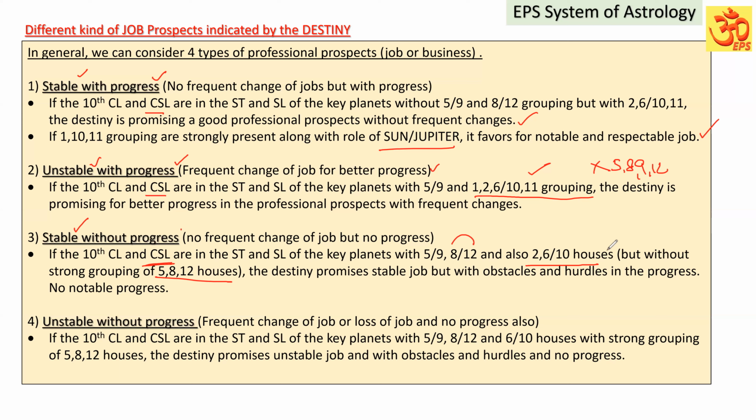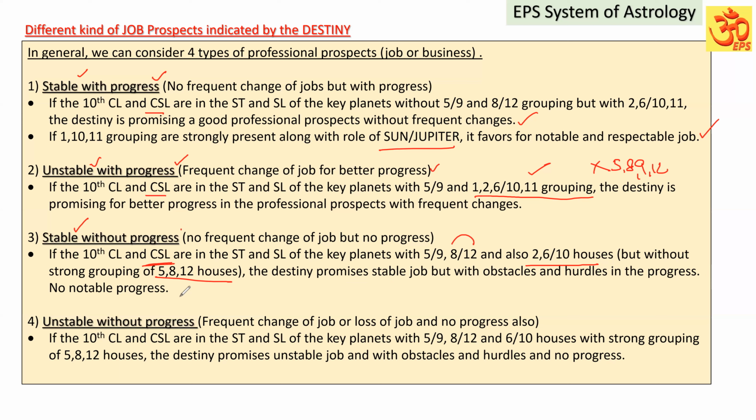So what does it mean? The 10th cuspal sublord will not have an unfavorable grouping, and it will have some favorable grouping, but not very strong. Stability will be there because of the absence of the unfavorable grouping, and progress will not be there because the strong favorable grouping is absent. The destiny promises a stable job, but with obstacles and hurdles in the progress. So no notable progress. That is the third kind of job. The last one is unstable without progress.